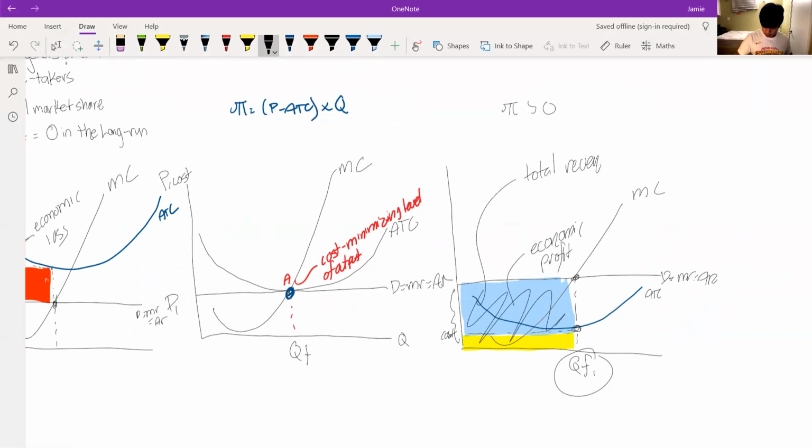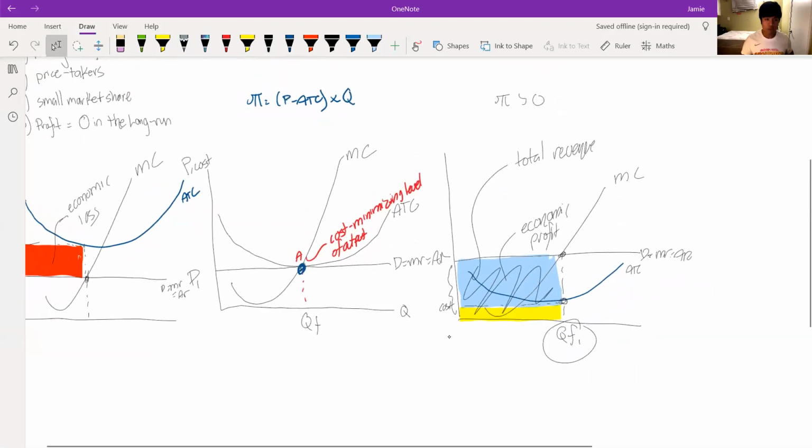Okay. One thing I did not mention is that this is a constant cost industry, and there's such a thing as an increasing cost and a decreasing cost industry. I highly advise that you look into it, because that would take a bit too long. So maybe in the future I'll have a video on that.